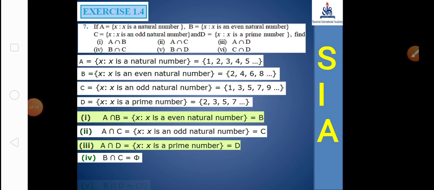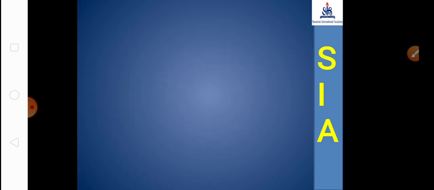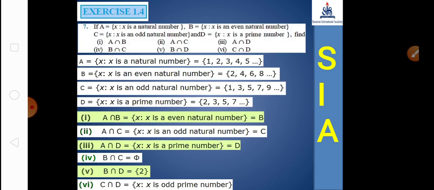Now continue. Question number 5. B intersection D. So in B and D, if you find the common element, it is only and only 2. Because B is even and D is prime. So the prime even number is only and only 2. Okay, students. Next, sixth one. C intersection D. So in C and D, it is odd prime numbers. So my answer is odd prime numbers, C and D. So my answer is only and only C.